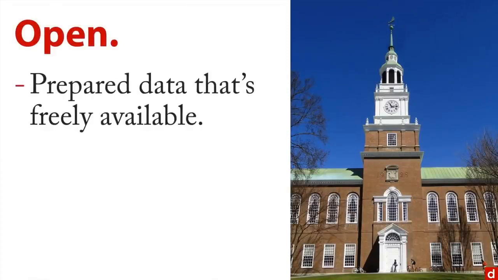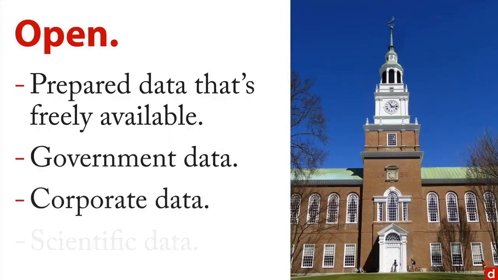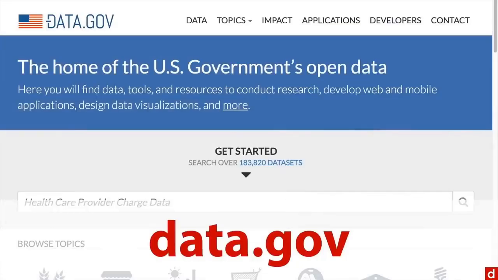Now, another choice is open data, like going to the library and getting something. This is prepared data that's freely available. It consists of things like government data and corporate data and scientific data from a number of sources. Let me show you some of my favorite open data sources, just so you know where they are and that they exist. Probably the best one is data.gov here in the US. It says right here, the home of the US government's open data. Or you may have a state level one.